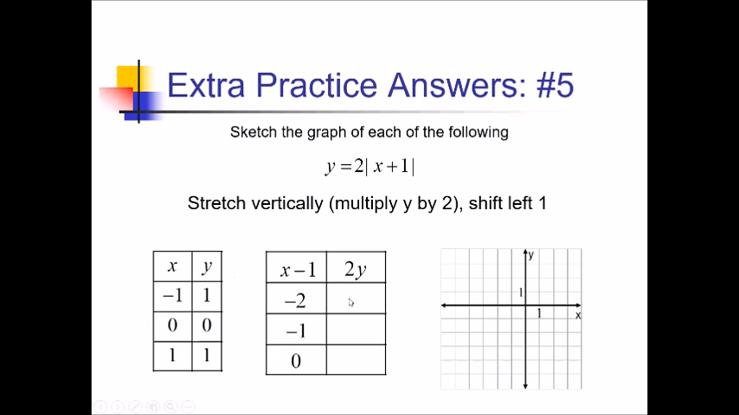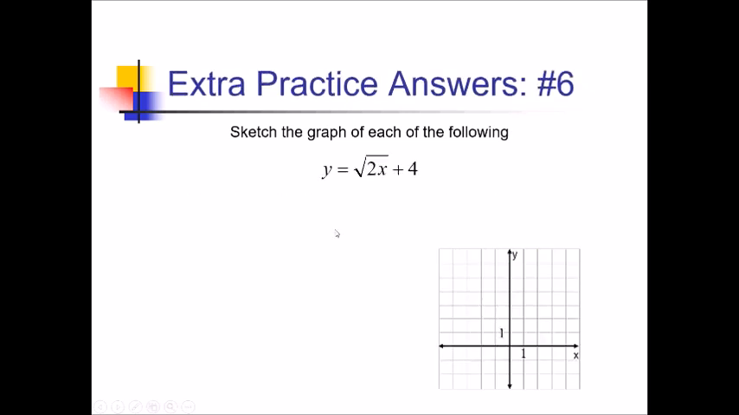Now we're doing 2 times the y values. So that gives us 2 times 1 is 2. 2 times 0 is 0. 2 times 1 is 2. Graphing these points out, we've got negative 2, 2. That's going to be right about here. And then we have negative 1, 0 right here. And then finally 0, comma 2. And let's just graph the absolute value using those 3 points.